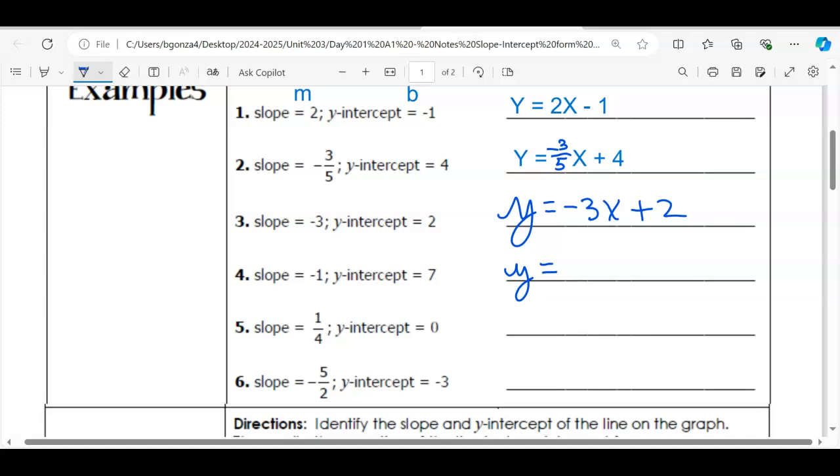look right here. If you have a 1, you usually don't write the 1. It's invisible math. It's implied, okay? So if you write negative 1x, that's okay, but you're normally going to see it just like this, negative x, okay? The 1 is usually not written. It's implied. It's invisible, right?